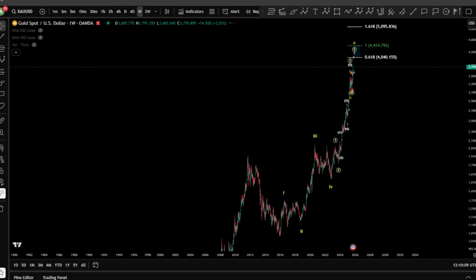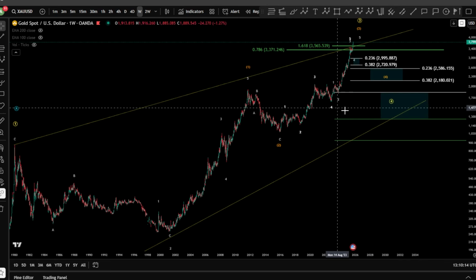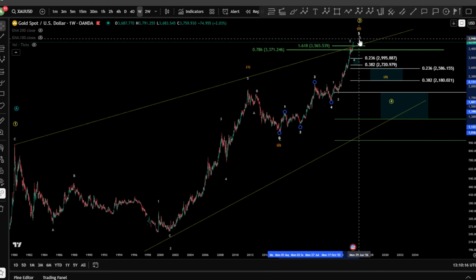And that means in the all-time history here, if we take a look at what might happen next, it's very essential to see what the possibilities are here.